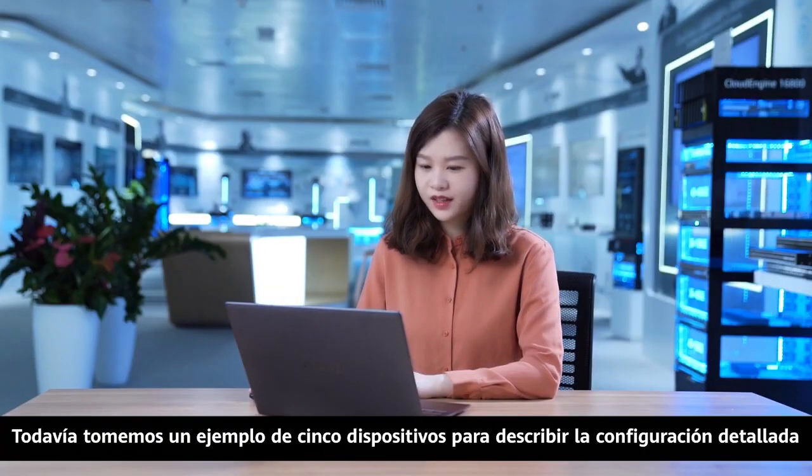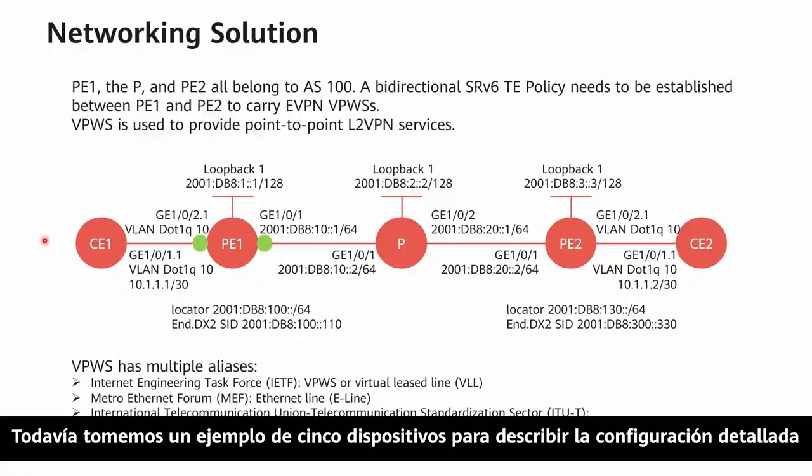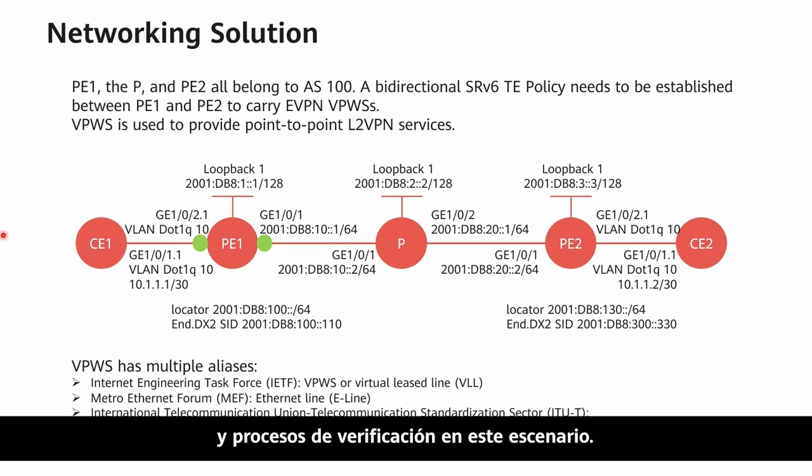Let's still take an example of 5 devices to describe the detailed configuration and verification processes in this scenario. P1, the P and the P2 all reside on the public network. C1 and C2 are connected to customer networks. A bidirectional SRv6 TE policy needs to be established between P1 and P2 to carry EVPN VPWS.